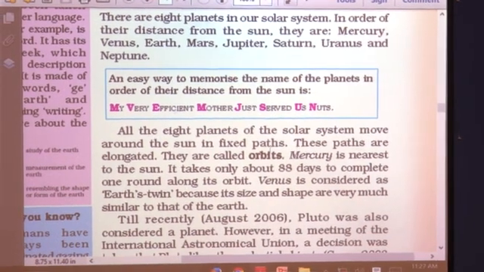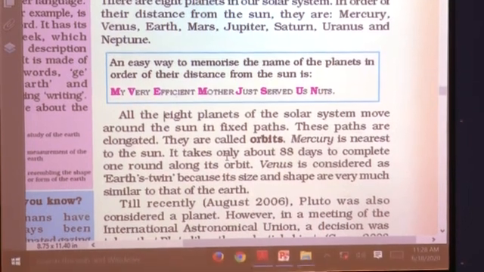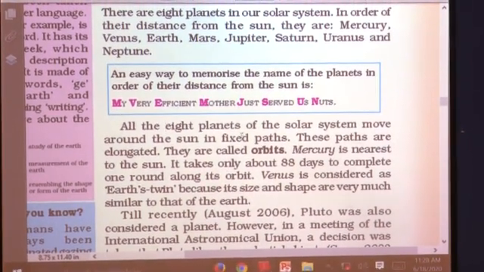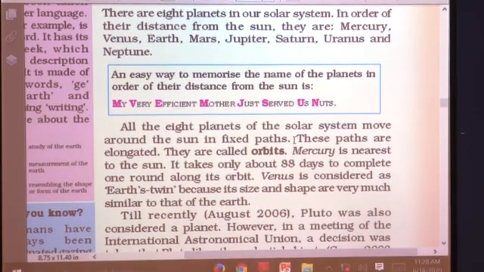All the 8 planets of the solar system move around the Sun in a fixed path. Children, do you want to see the video of the solar system? Okay, I will show you in our next episode. So all these planets move around the Sun in a fixed path called an orbit. These paths are elongated in shape and are called orbits.